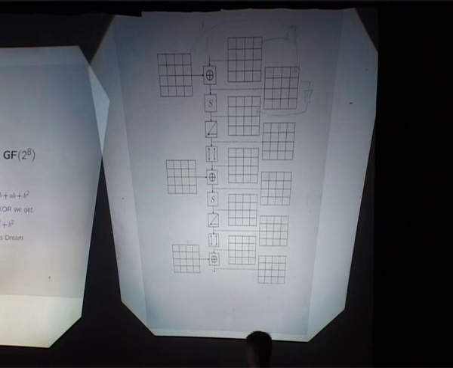The third step is what's called the shift row. This shifts the various rows and actually rotates them by various amounts. The top row is left in place. The second row is rotated left 1 byte position. The third row is rotated left 2 byte positions. And the last row is rotated left 3 byte positions.